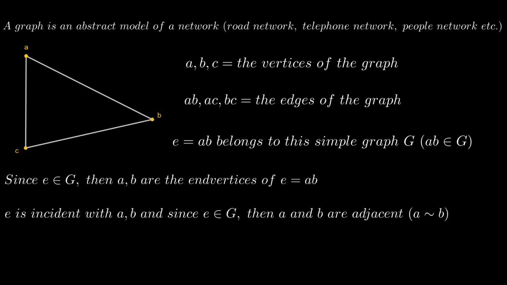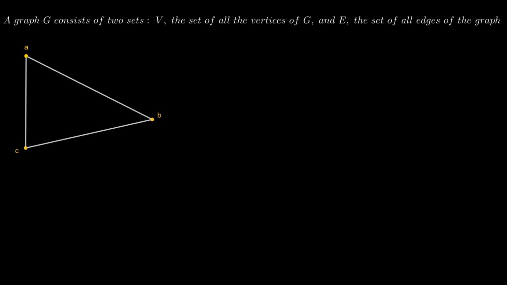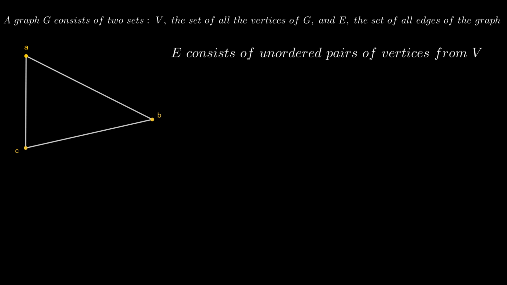So now we are ready to define mathematically what a graph is. A graph consists of two sets: V, the set of all vertices of the graph, and E, the set of all edges of the graph, which are unordered pairs from V. And you see here E is a subset of the set of unordered pairs U1, U2, such that U1 and U2 belong to V.